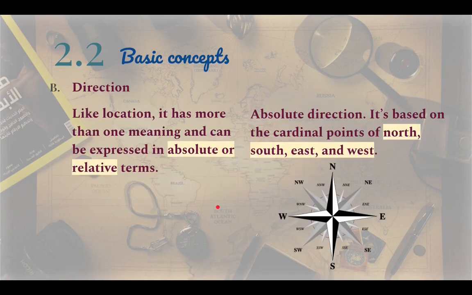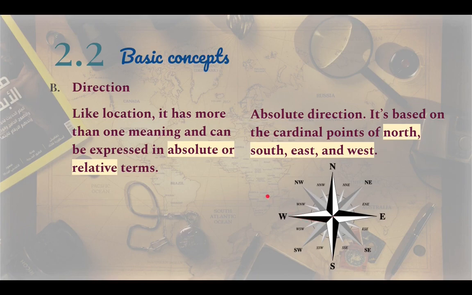Let's talk about direction. Direction can also be expressed in absolute or relative. Let's focus on absolute direction first and then relative direction. Absolute direction is based on the cardinal points of north, south, east, and west. It's when you have movement, so that's why it's called direction. It's where you are moving towards, okay? So for example, go north from here, or go south from here, go west or go east, northeast, northwest, southwest, southeast, etc.